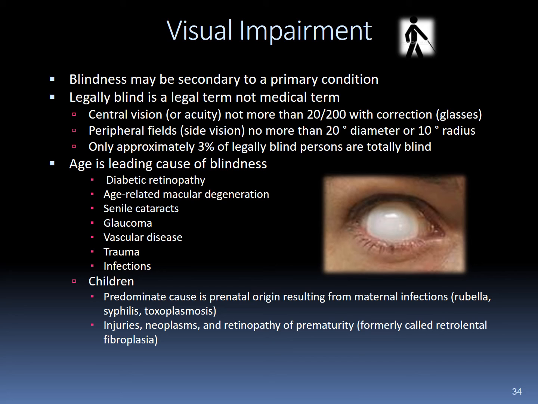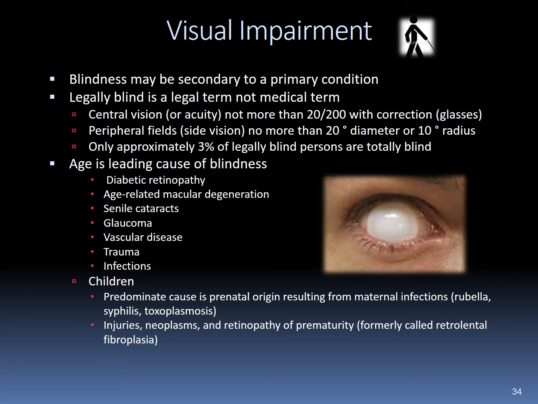Only approximately 3% of legally blind individuals are actually totally blind. Age is a leading cause of blindness. The condition is also caused by diseases such as diabetes, which is called diabetic retinopathy, age-related macular degeneration, senile cataracts, and glaucoma. Vascular disease, eye trauma, and infections can lead to blindness.